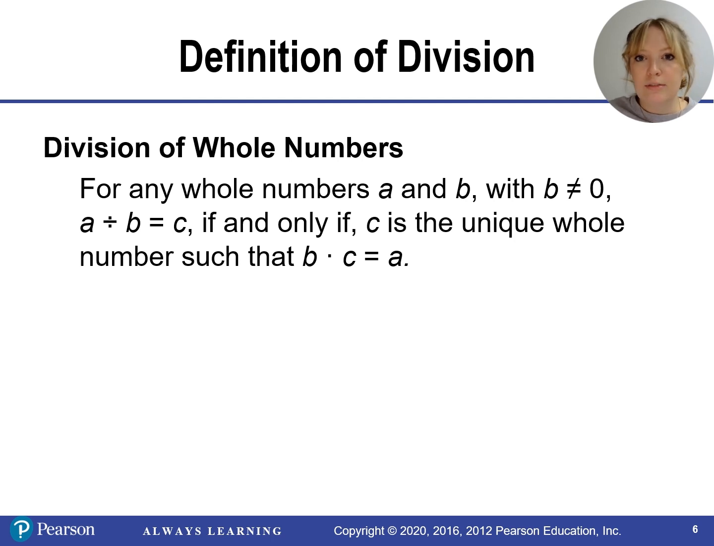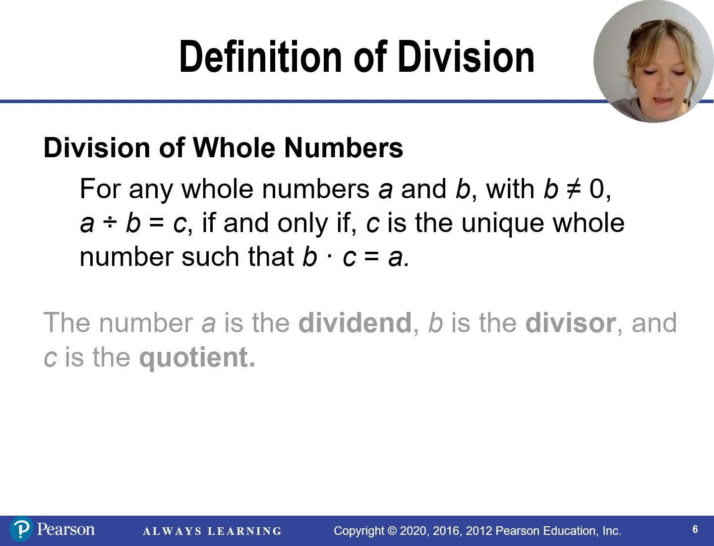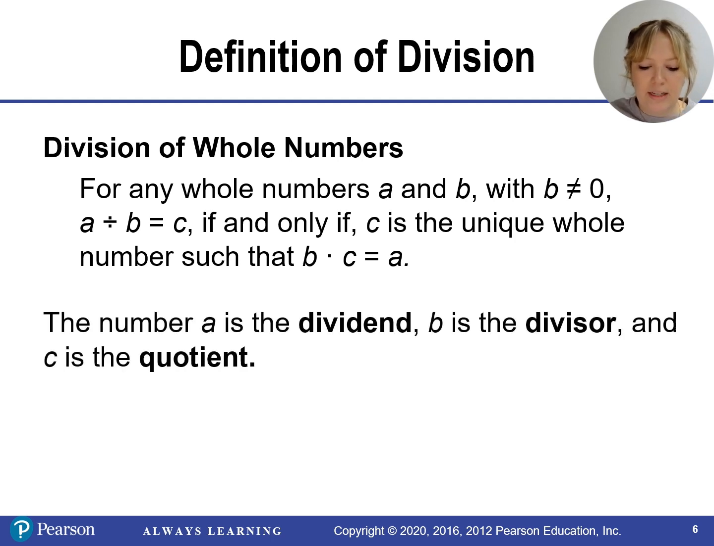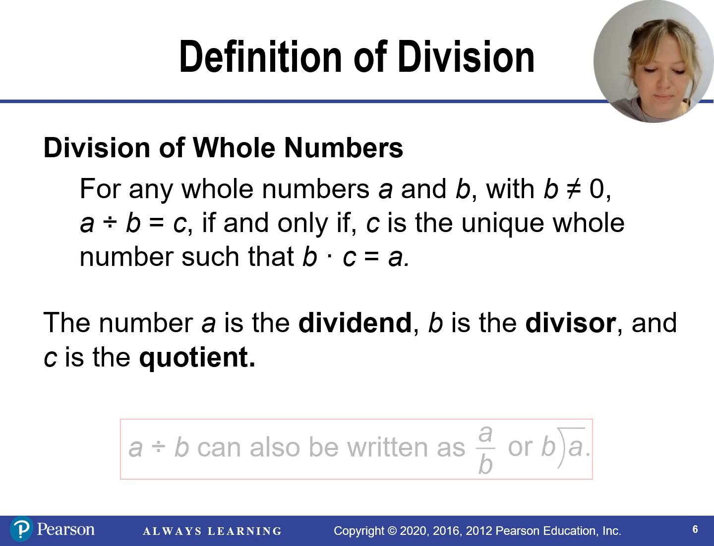All right, so we're going to define division for any whole numbers A and B with B not equal to 0. A divided by B is C if and only if C is the unique whole number such that B times C equals A. And again, A is the dividend, B is the divisor, and C is the quotient.